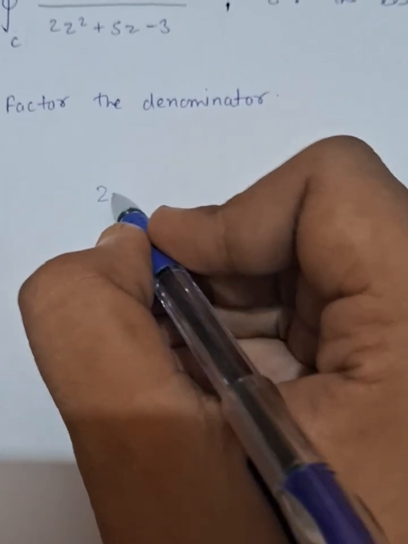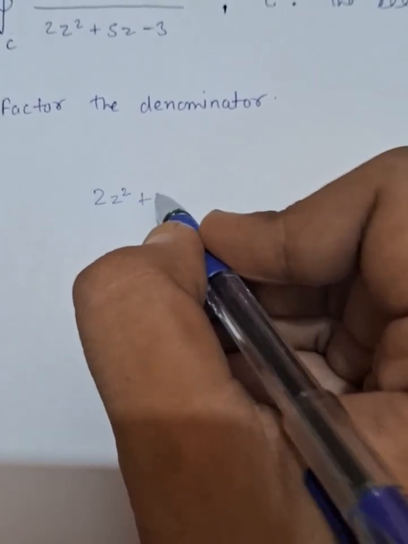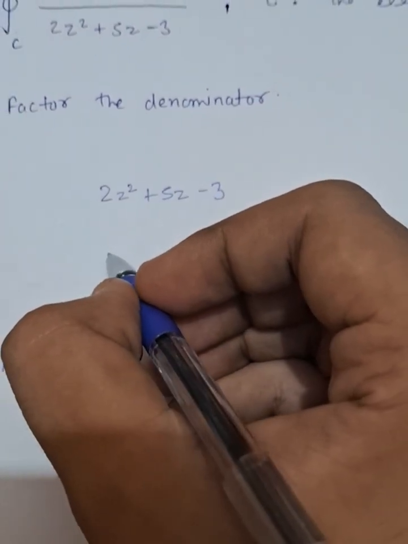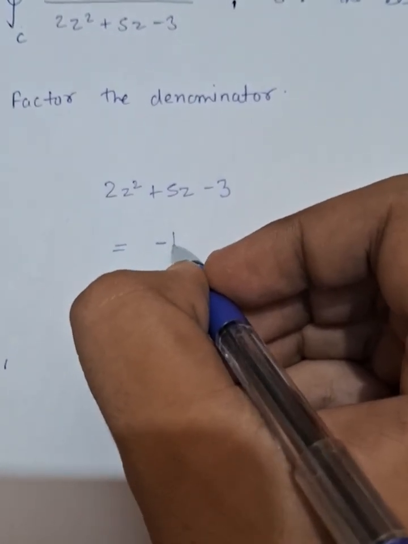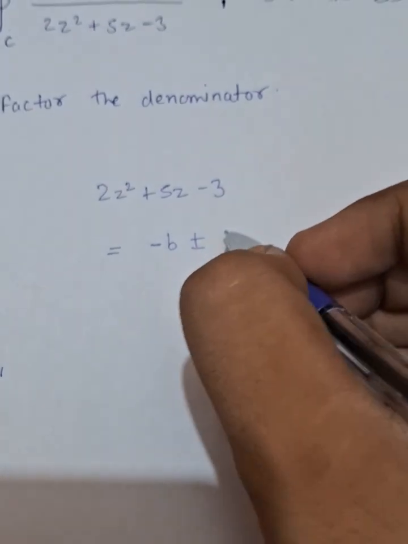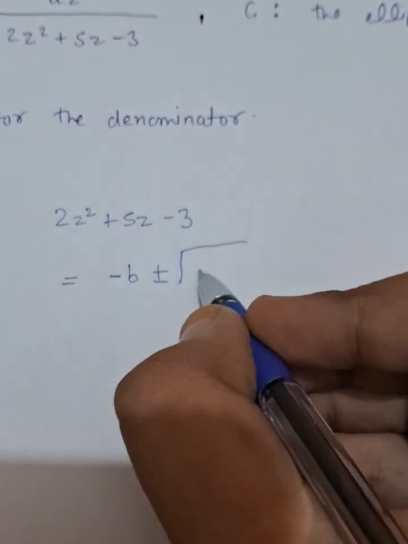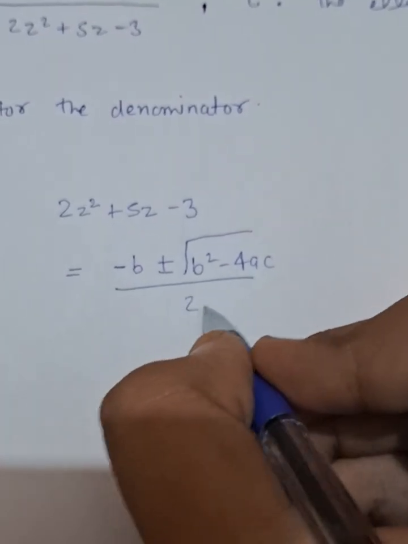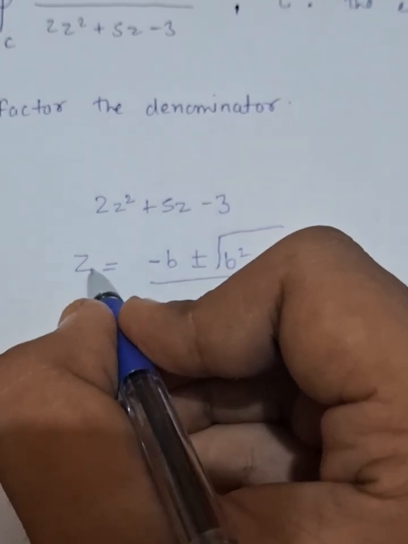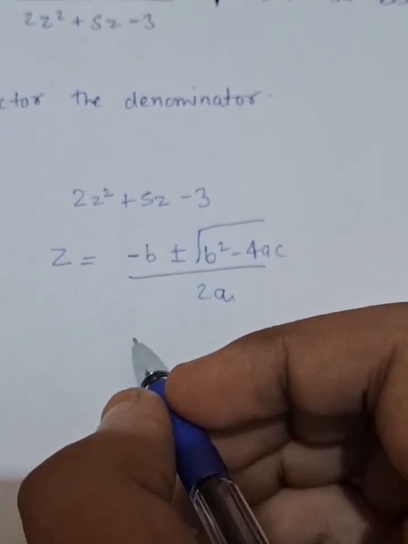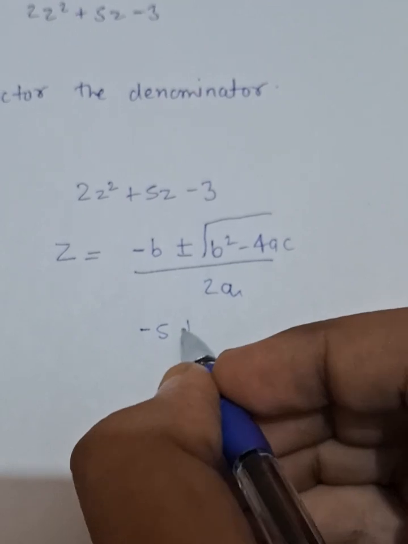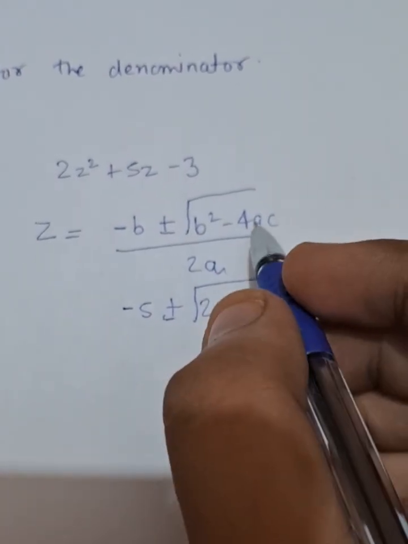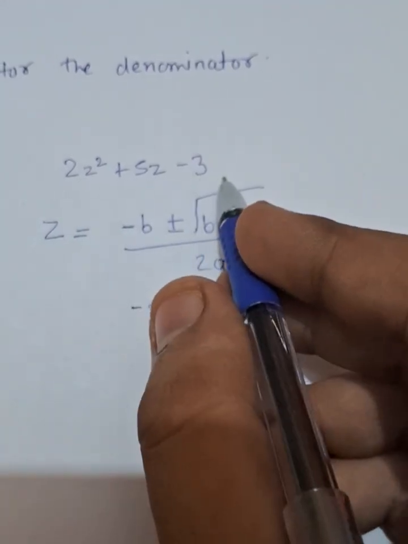We have the equation 2z square plus 5z minus 3. So we will use the quadratic formula, which says z equals minus b plus minus root b square minus 4ac upon 2a. So this is the value for z. Here b is minus 5, plus minus root 25 minus 4, where a is 2 and c is minus 3.